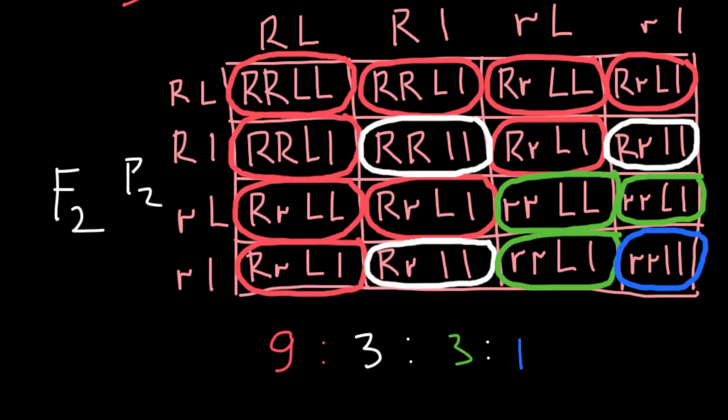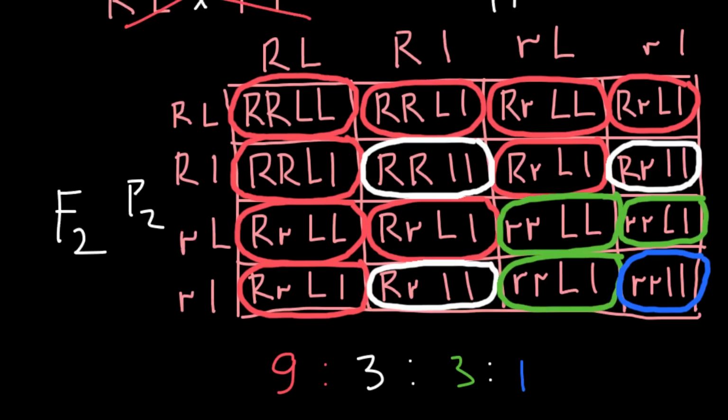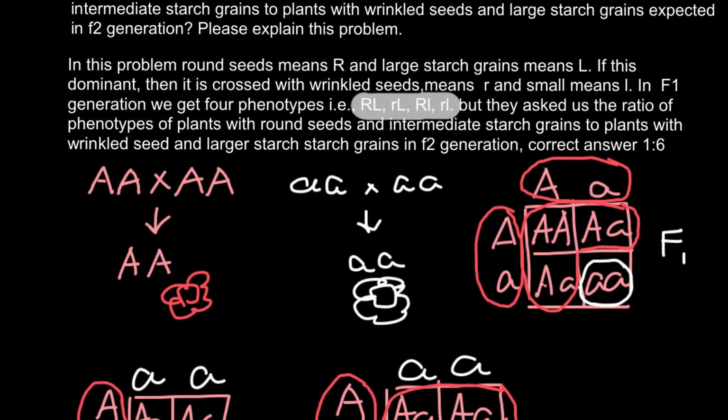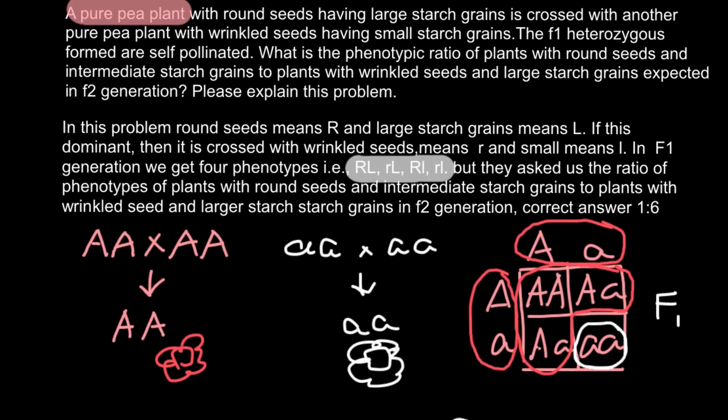Once again, these are the ratios if all the traits were under the control of simple Mendelian genetics rules. But as you remember, the answer given was that the correct answer is 1 to 6. So how is it possible? If you take a closer look at this problem, you would see the answer. The question was, what is the phenotypic ratio of plants with round seeds and intermediate starch grains to plants with ring seeds and large starch grains?